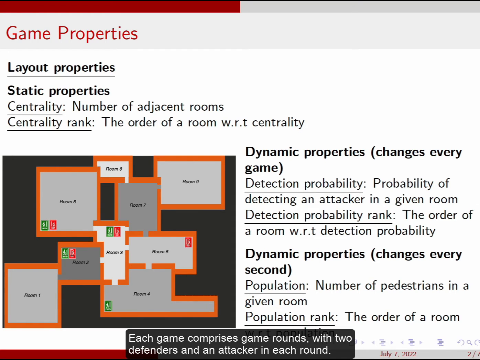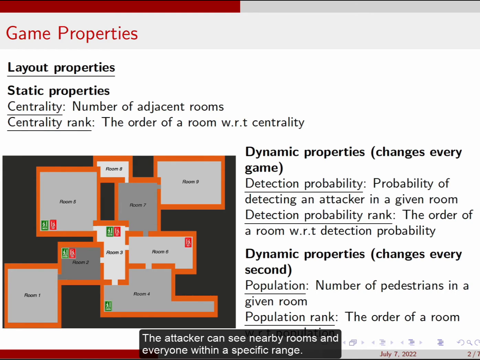Each game comprises game rounds with 2 defenders and an attacker in each round. A player can play as either an attacker or a defender throughout one game. The attacker's objective is to plant a paintball in a room and escape from the infrastructure without them or the paintball being caught. The paintball explodes and paints everyone in that room.